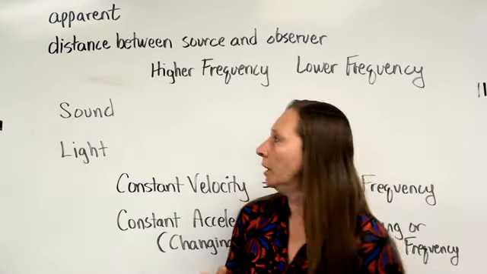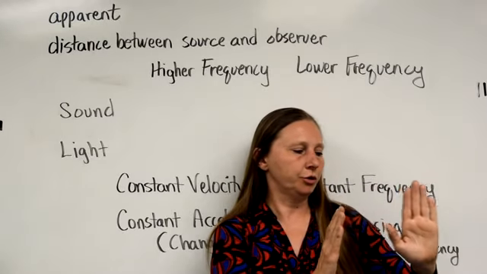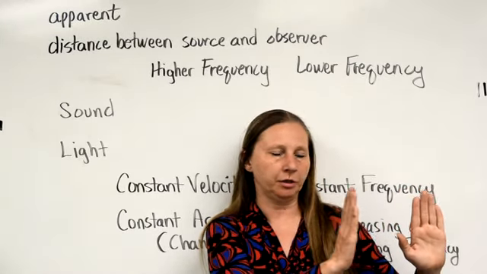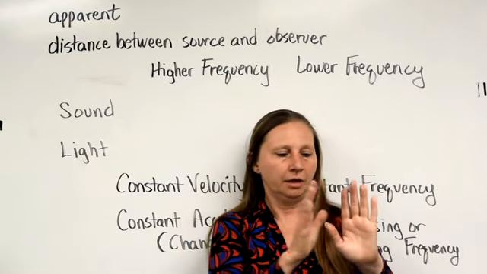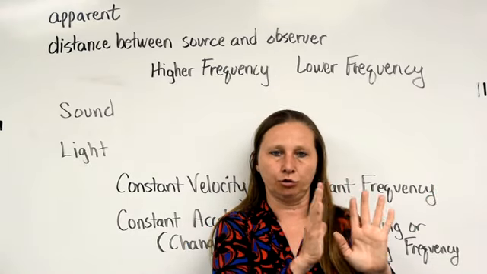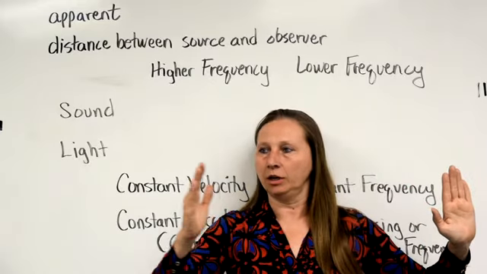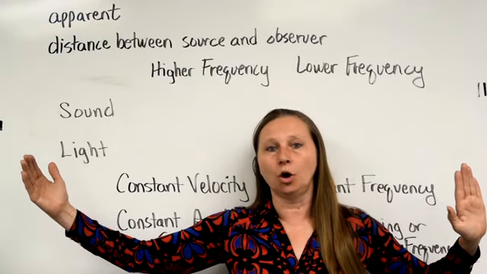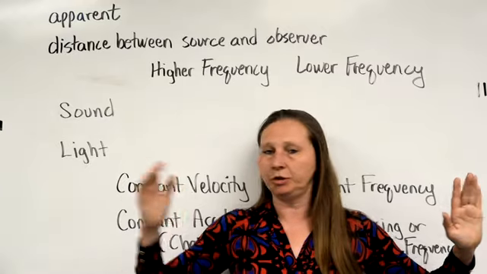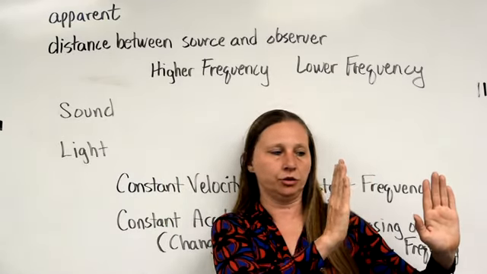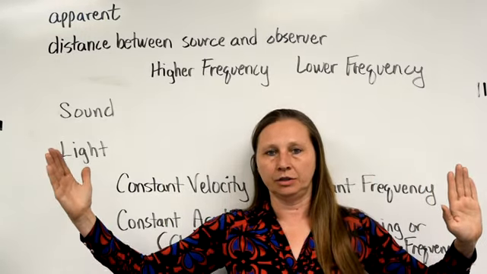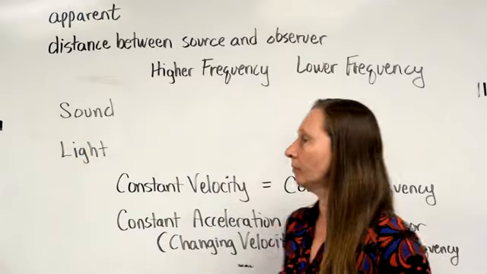Now, if the person is standing here, the observer, and the police car is moving away from them, then those waves are getting drawn out. So the wavelength is getting longer and longer, the frequency is getting lower and lower. The distance between the observer and the source is getting larger and larger.